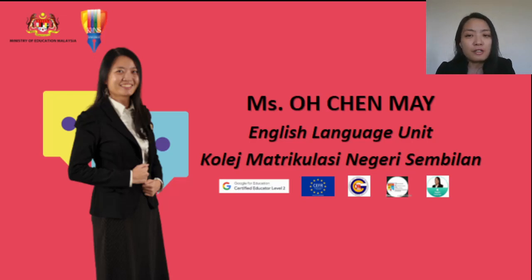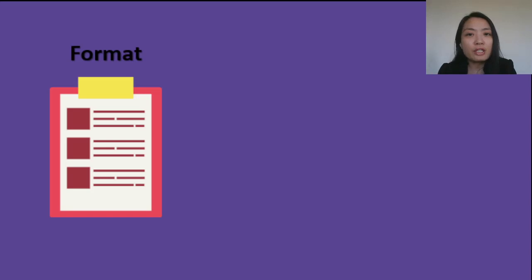So, let us begin. For this part of the reading paper, besides identifying main ideas and supporting details as presented in the previous session, you'll be required to compare and evaluate the information from two different texts as well. Here, you will need to determine how those two texts are similar or different from each other. Let me show you the format to give you an idea of this section.